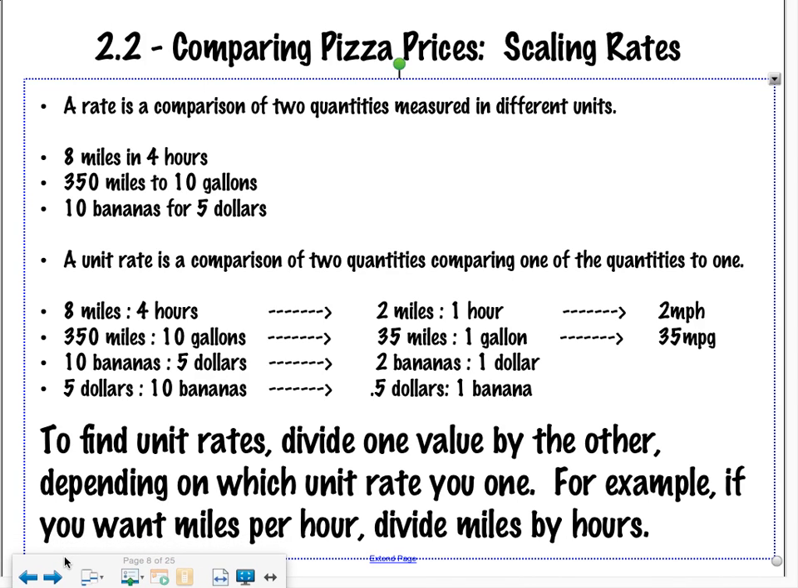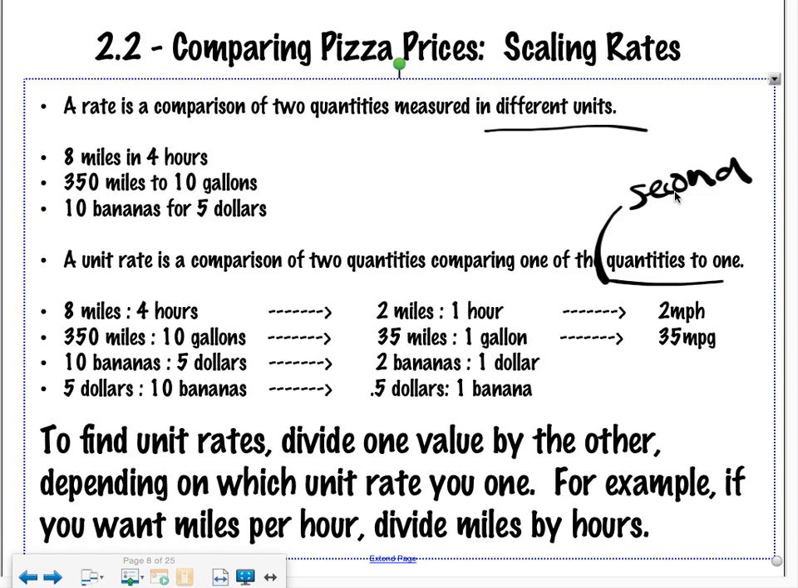So 2.2, well, we know a rate is a comparison of 2 quantities measured in 2 different units. So some examples: 8 miles in 4 hours, 350 miles to 10 gallons, 10 bananas for $5, right? These are all different units. So unit rate is a comparison of 2 quantities, comparing one of the quantities to one. Most of the time we write that second quantity as the one quantity, okay?